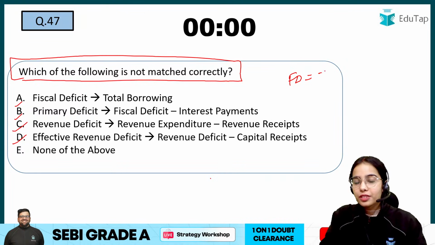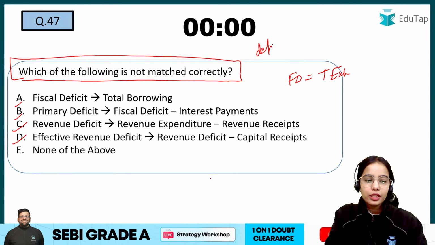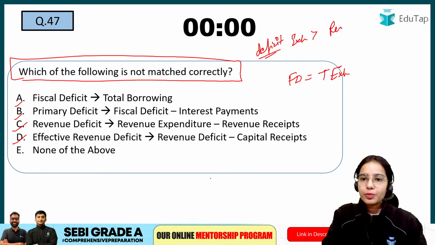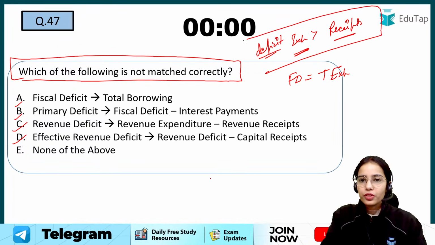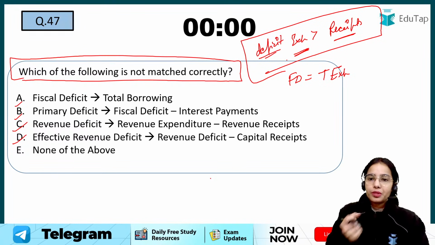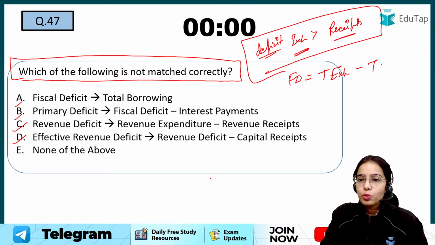The fiscal deficit has the formula total expenditure. See, deficit is when the government is spending more than the receipts of the government. So when the total expenditure is more than the total receipts, excluding borrowing.